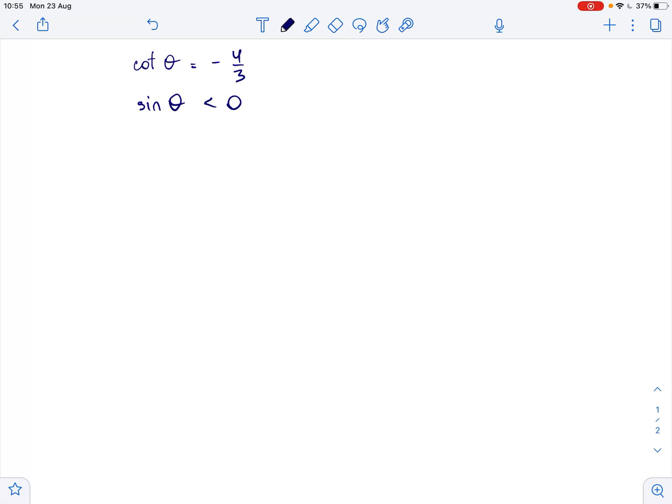So it's given that cotangent of theta equals negative 4/3 and sine of theta is negative. We need to find the values of other trigonometric functions. So first we know that if cotangent of theta equals negative 4/3, that means that the absolute value of cotangent of theta equals 4/3. As we know, the absolute value of cotangent of theta equals base divided by perpendicular. So we know that this equals 4/3.